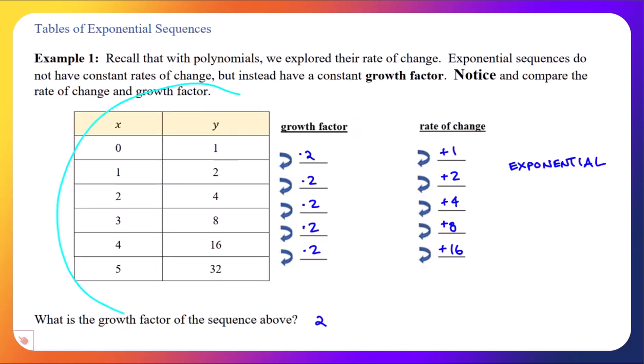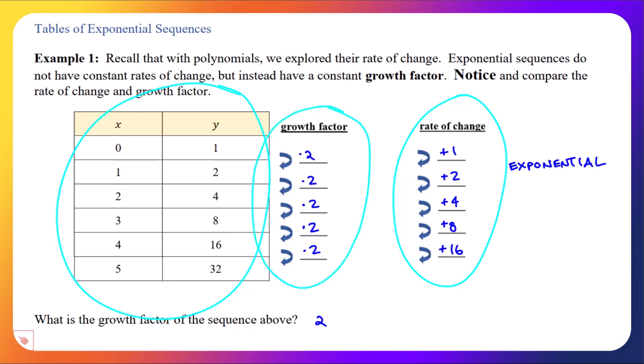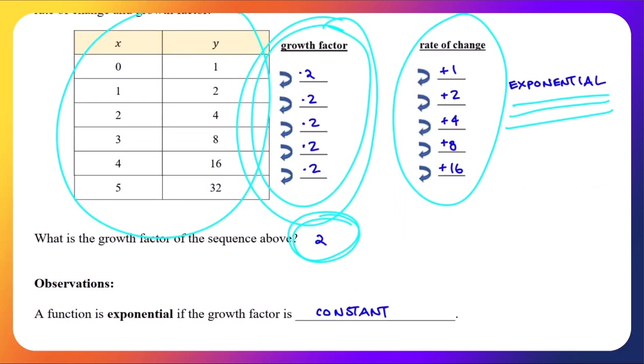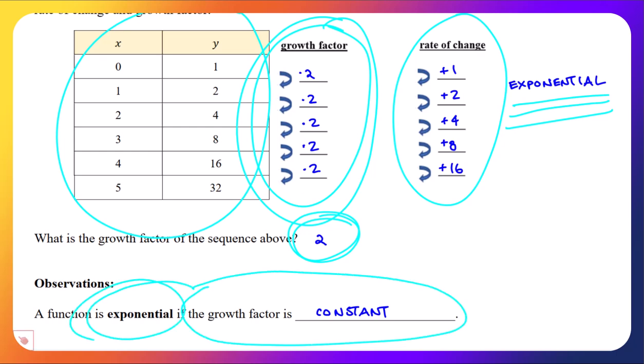We have a new set of numbers. We can see that the rate of change is not constant, but that the growth factor, multiplied by 2 each time, is the same. And so when this happens, when we have a growth factor that's constant, we have an exponential function. Obviously, the growth factor is 2. And as we just said, if the growth factor is a constant, then we have an exponential function.